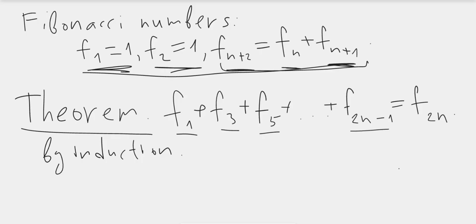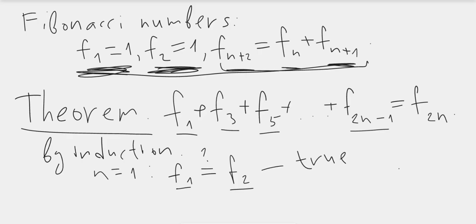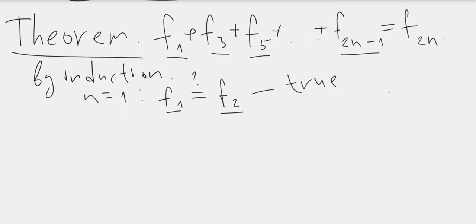So the base case for n equal to 1 is easy. On the left side we have f1, and on the right side we have f2, right? And of course this is true because both of them are equal to 1 by definition of the Fibonacci numbers. So the base case holds.